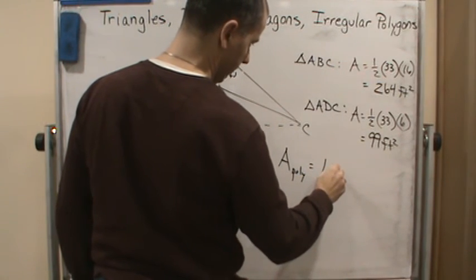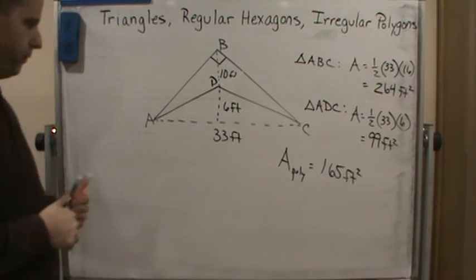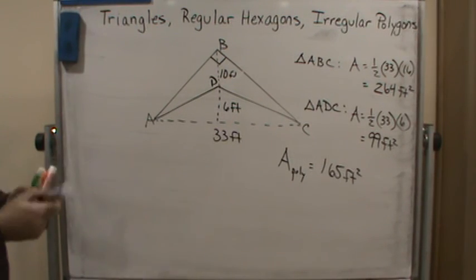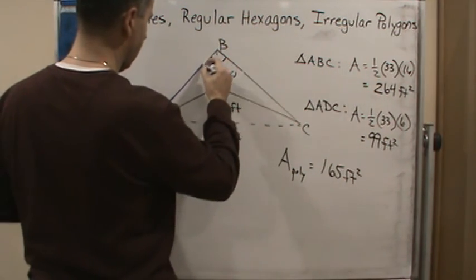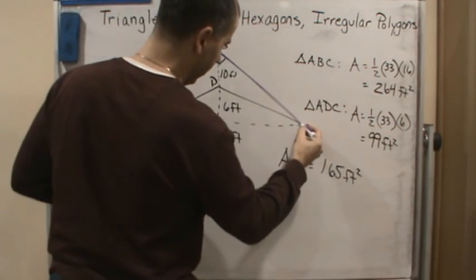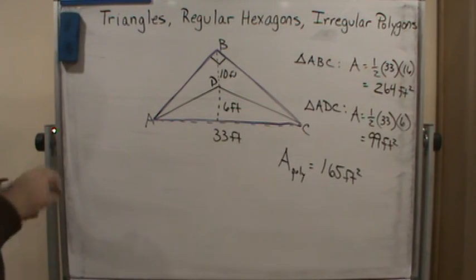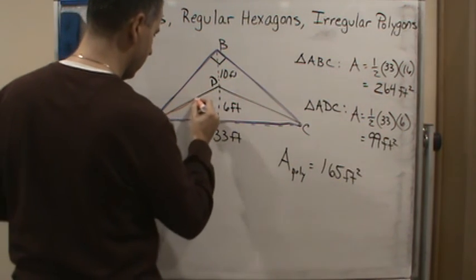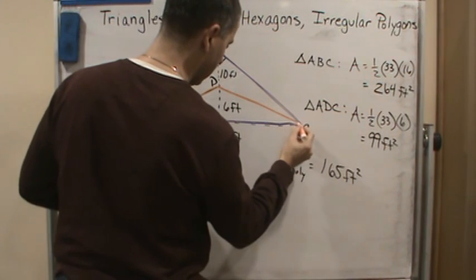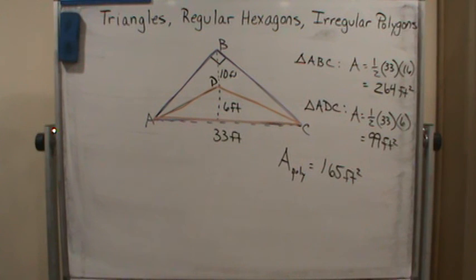So the original polygon is equal to 165 square feet. All I did was find the area of the larger triangle and subtract off the area of the smaller triangle and got my answer.